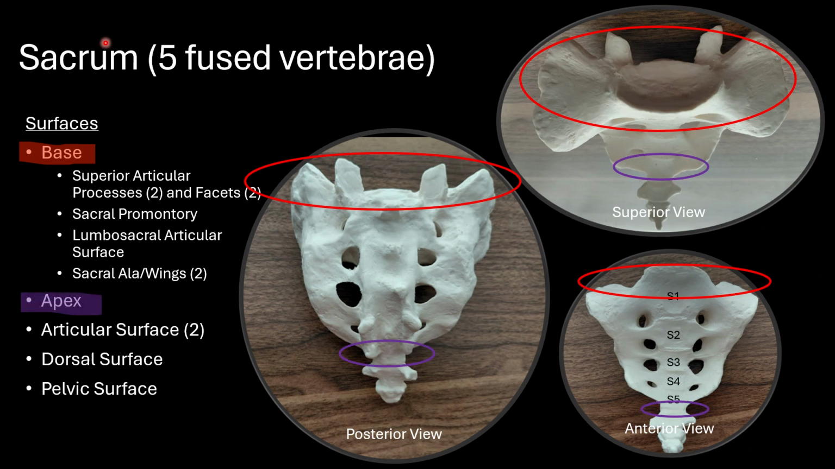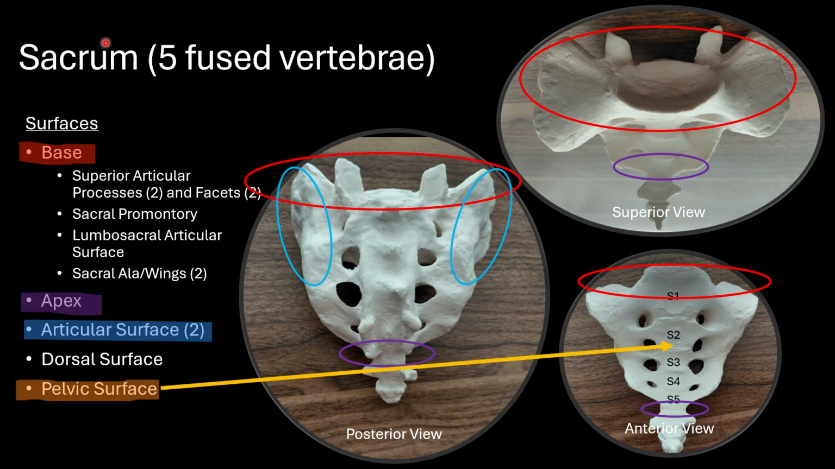The very bottom is the apex, which articulates with the coccyx. Then laterally over here, we have 2 large articular surfaces that are attached to the os coxae, which are also commonly known as the hip bones. Together with the 2 hip bones, the sacrum collectively forms what's referred to as the pelvis. The front can be referred to as the pelvic surface, and the back can be referred to as the dorsal surface.